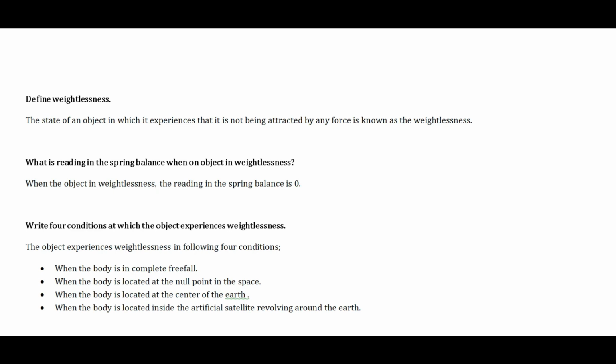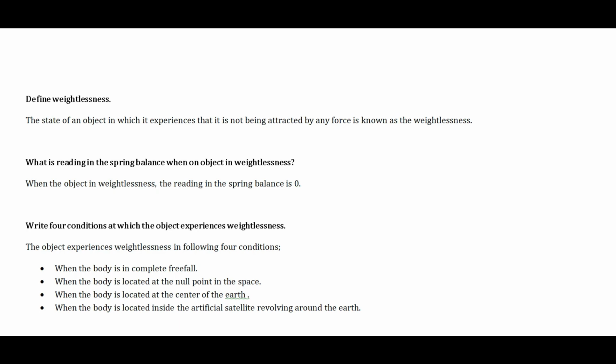Without artificial satellites, whatever means of communication we are using would not be possible. That means telephones, television, mobiles, internet, all are due to the support of artificial satellites. And if any object or any person is inside such an artificial satellite which is revolving around the earth, in that case also the object will be in complete weightlessness.